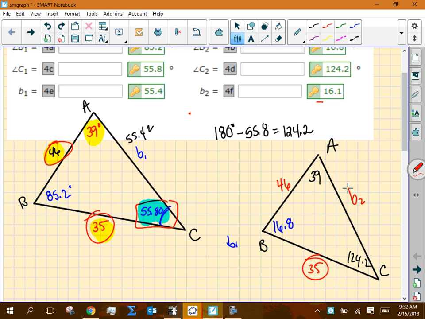Does that kind of make sense to what we're doing there with the law of sines? Okay, in the ambiguous case. And you only have to do that on side-side-angle. When those parts are given to you, that's all you have to do.